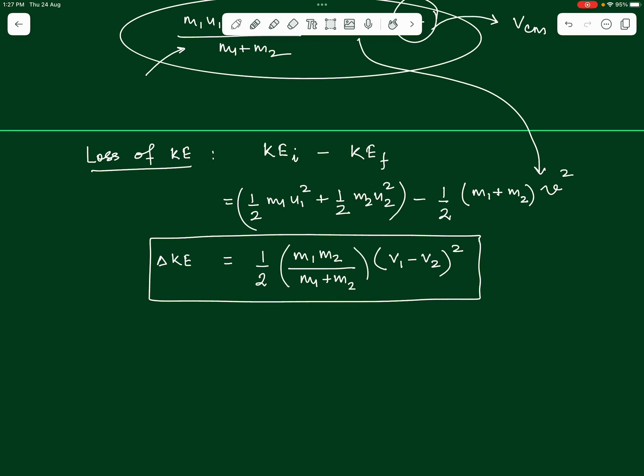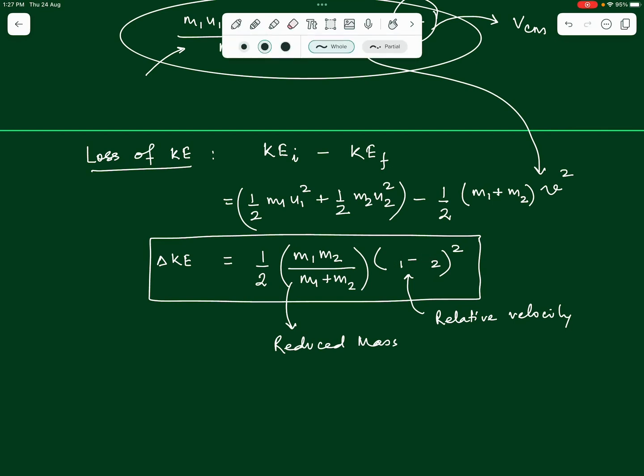We shall see this later, that this particular term is given a special name. We call it the reduced mass of the system, m1 m2 by m1 plus m2, and v1 minus v2, understand, is nothing but the relative velocity. I'm sorry, this is going to be u1 minus u2. V is going to be common. This will be u1 minus u2, the initial velocities, u1 minus u2 whole squared. So relative velocity with which the two bodies were moving initially. Okay, so this is in terms of u1 and u2. So this expression, you can use it directly into questions.